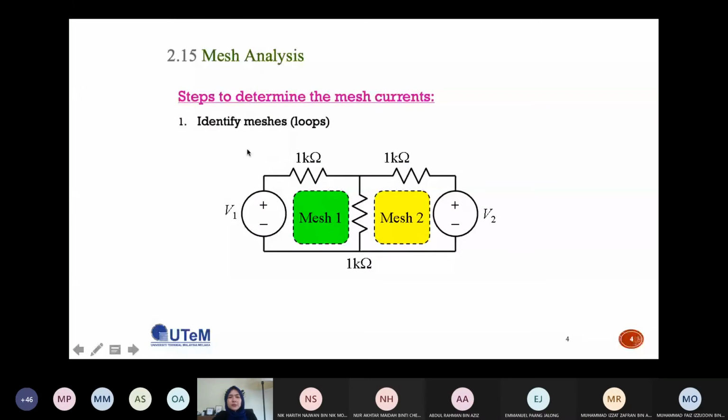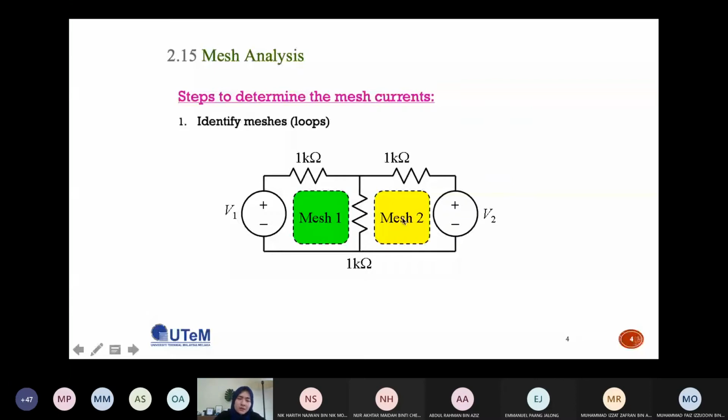For example, you have this circuit. You have 2 voltage sources and 3 resistors. The first step, you need to identify the meshes or the loops. From this circuit, you can see that we have 2 meshes. This is the first mesh, the first loop. This is the second loop, the second mesh.